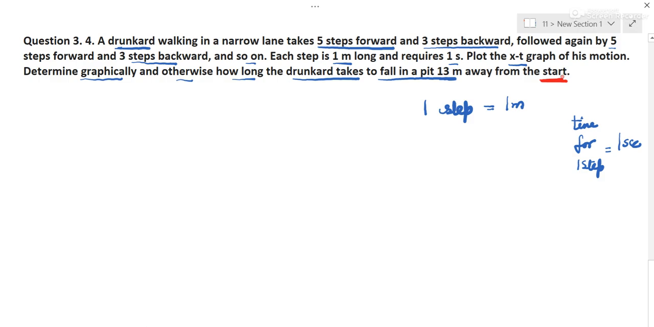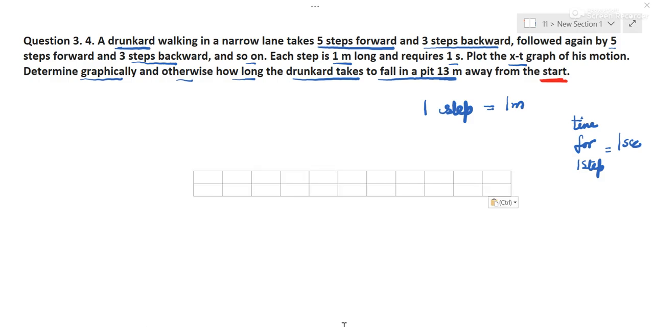So we'll have to draw a position time graph. So let us take one position and one time coordinates we will take.